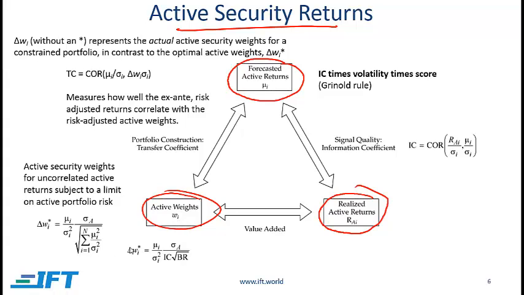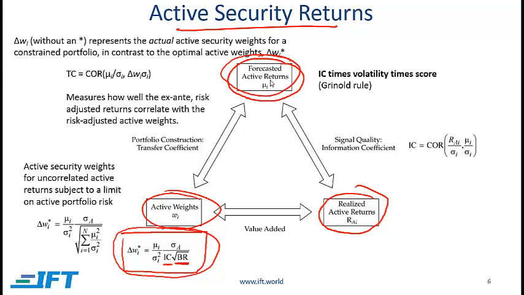So step one is figuring out the optimal amount of active weights, and that can be done using this expression. Here, this is the active return. The IC is the information coefficient. The BR stands for breadth, and these are terms that we will be discussing in more detail over the next few minutes. This sigma i is the active risk of each individual security, and mu i is the forecasted active return of each individual security. So we can come up with our optimal weights for all the securities in the active portfolio.